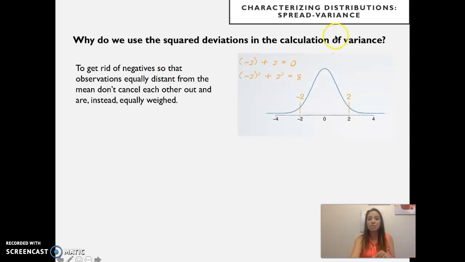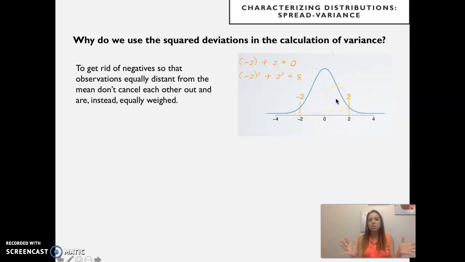Sorry, this is just an illustration of what I just said: if we don't square it, if we compute the deviation of this score from 0, it would be -2. And if we computed the deviation of this score from 0, it would be +2.